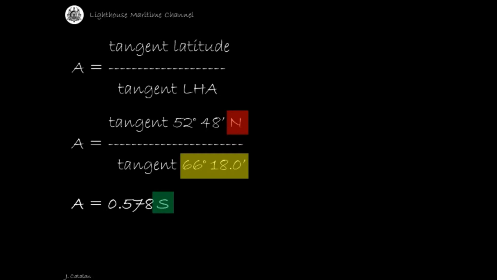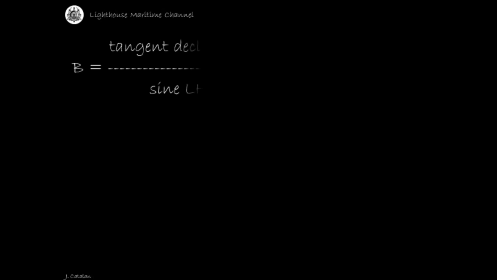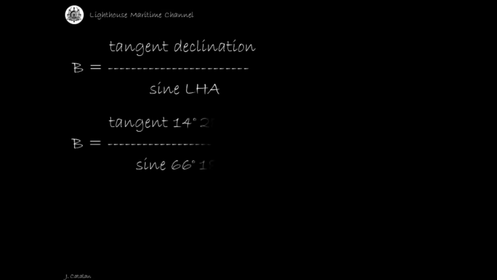B is equal to tangent declination divided by sine LHA. Distribute the value. B is equal to tangent 14 degrees and 28.7 minutes south divided by sine 66 degrees and 18.0 minutes. The result: B is equal to 0.282 south. Why is it south? It is because it is in the rule. Name B same as the declination.